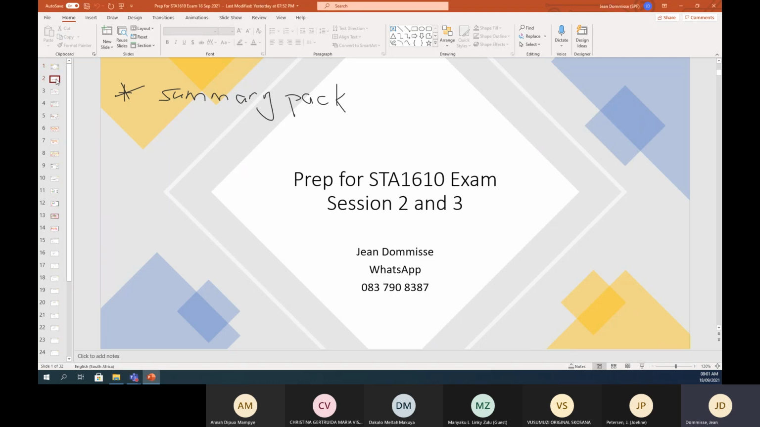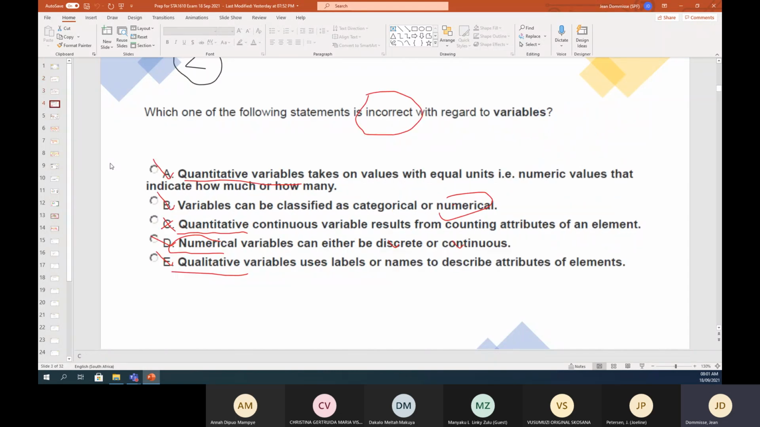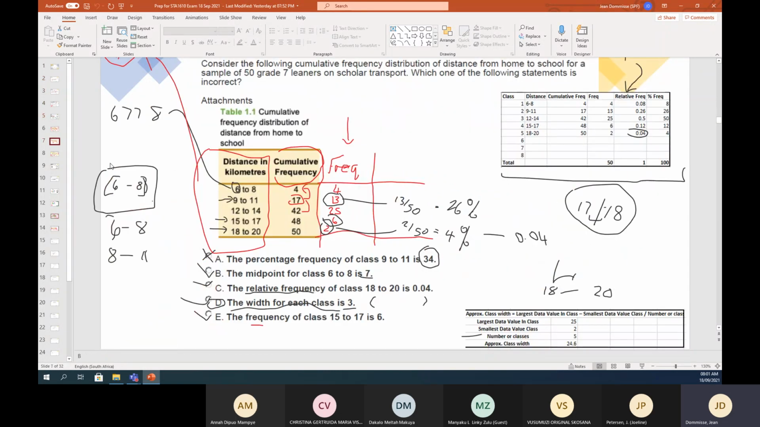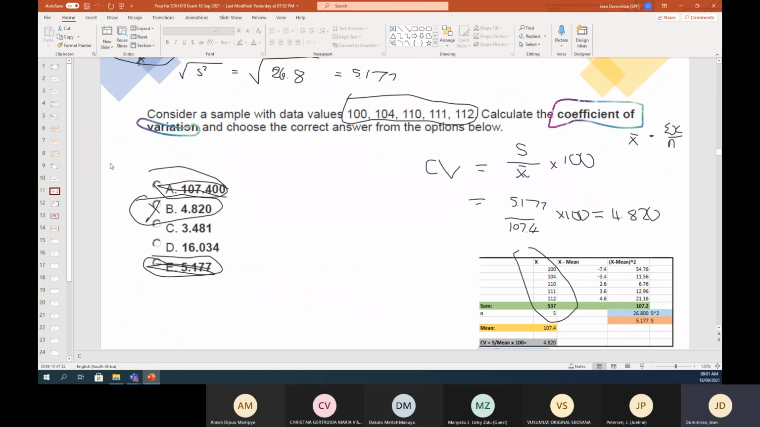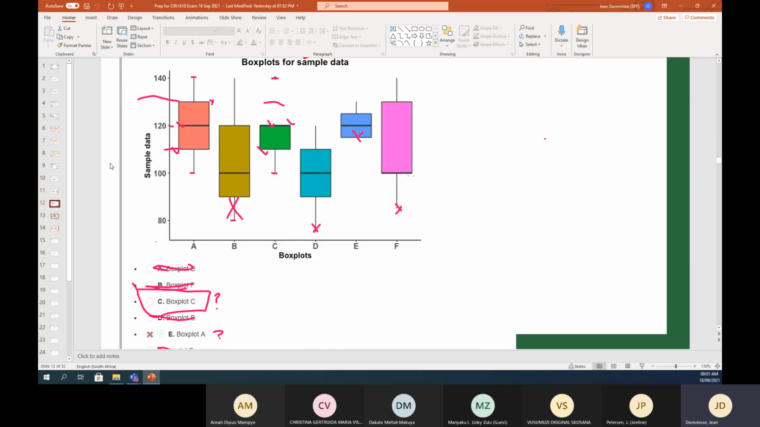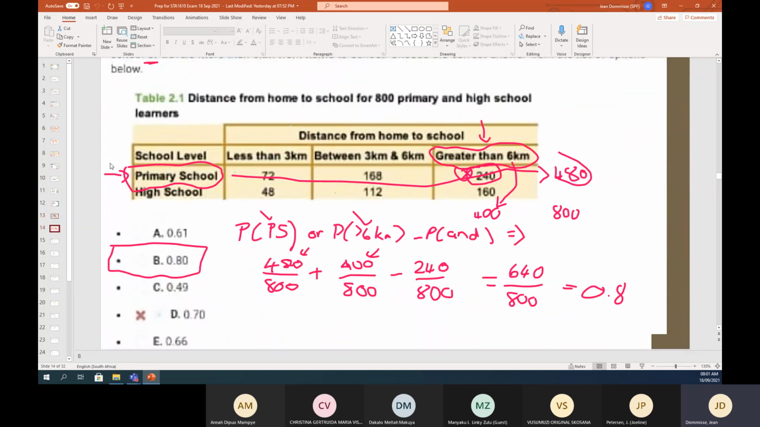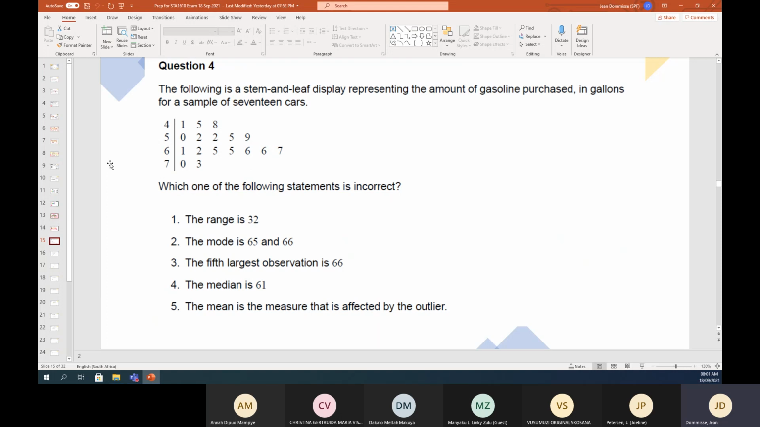So last week we focused on the first 3 study units, and then this week we're going to continue with study unit 4. But first I want to go through a few examples of stem and leaf, because I've seen there was nothing in your assignments. So let's just do that.